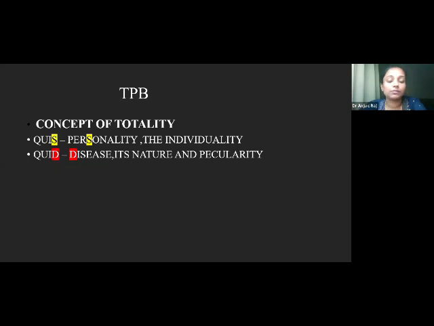So you can use a mnemonic. First one is Quis, it is a personality, the individuality. Just you can remember like that, S. Like that only you can remember. If you want, you can follow this. Quis, that's a personality, the individuality. You can remember that SS and remember that.